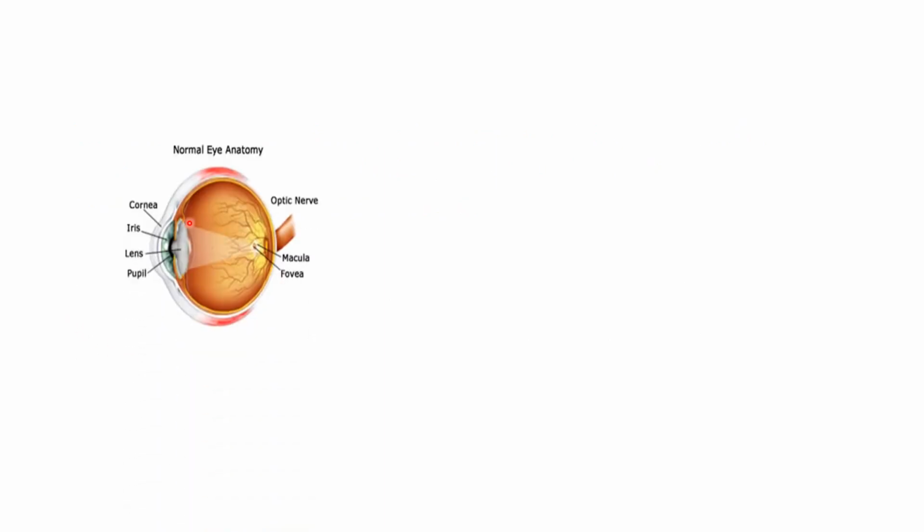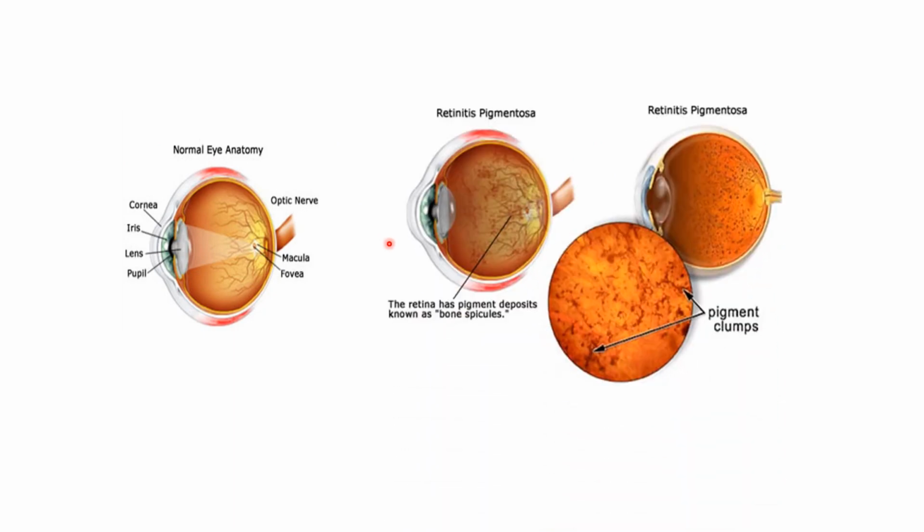Normal eye having no pigments in the retina. Abnormal eye, retinitis pigmentosa: the retina has pigment deposited, known as bone spicules. In retinitis pigmentosa, clumps of pigments are present on the retina. It results in the vision loss of the patient.